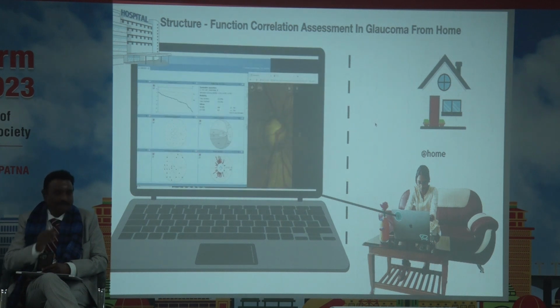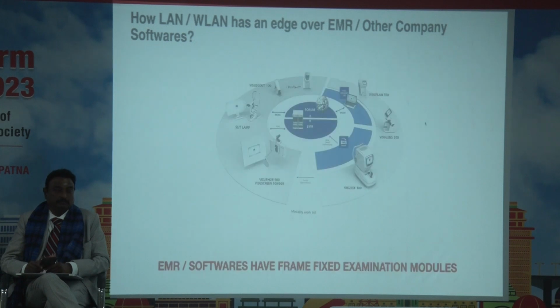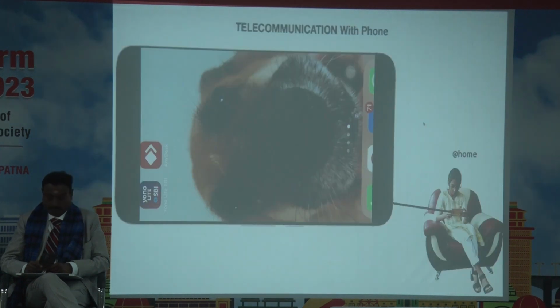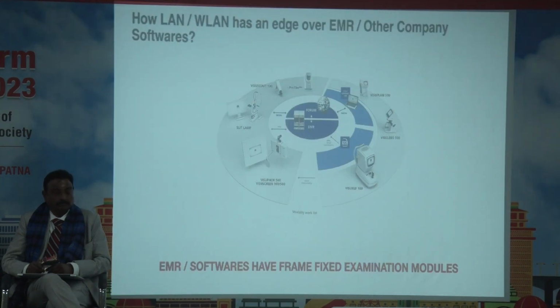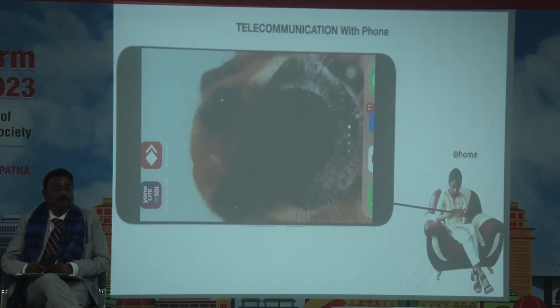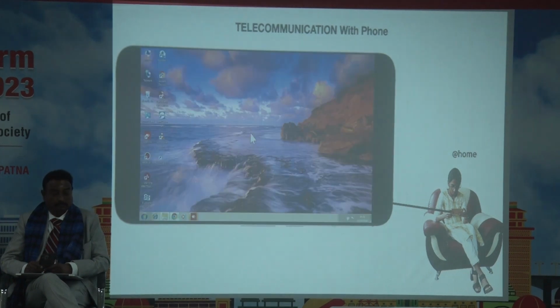In this case, you can see a structure function correlation comparison being done. It has an edge over EMR, because in EMR it has a fixed frame module, whereas with the LAN connection, you can access any frame of choice that you want. And even telecommunication can be established with a simple smartphone as well.